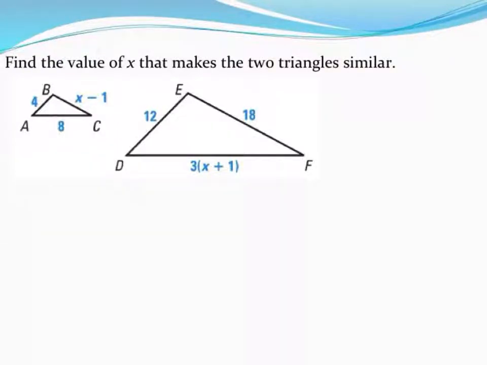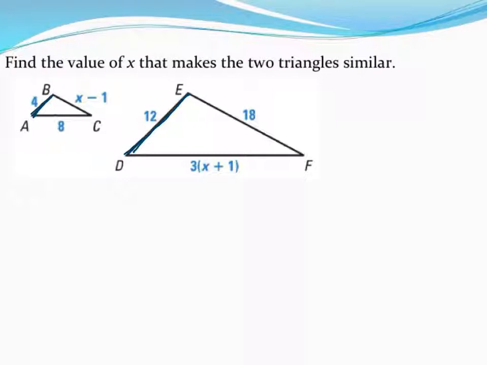Let's find the value of x that would make the two triangles similar to each other. Well, as we've been talking about recently, in similar triangles, obviously our side lengths are not going to be the same length. My side lengths are not congruent. However, they will have a common ratio, a common scale factor. And so let's use a proportion to find our missing side.